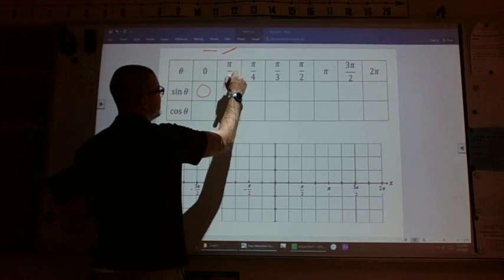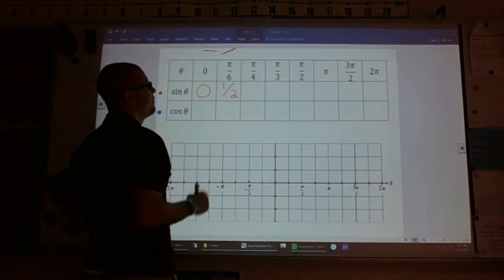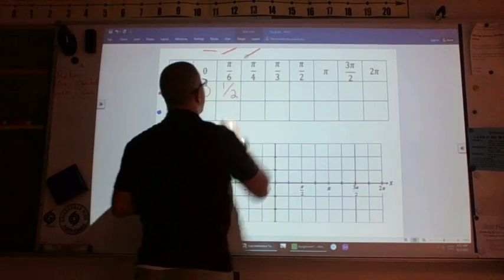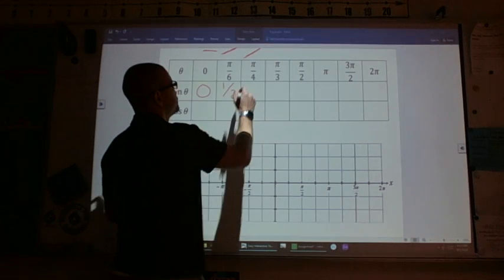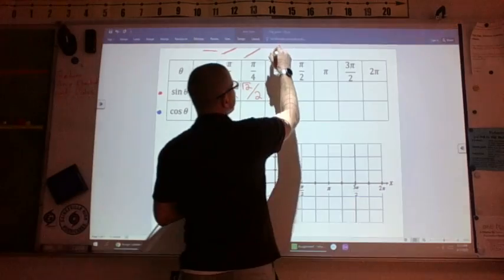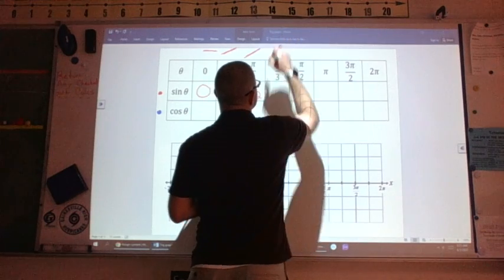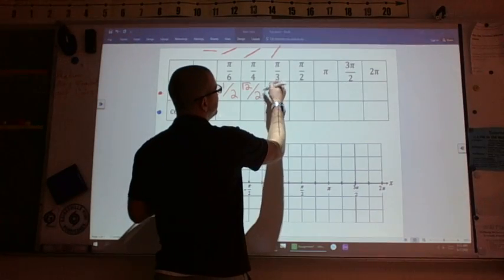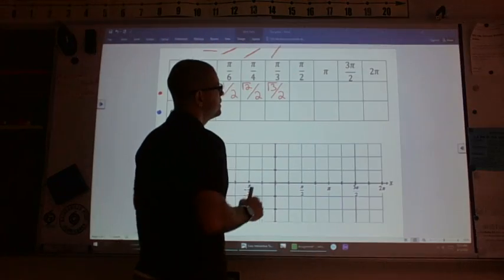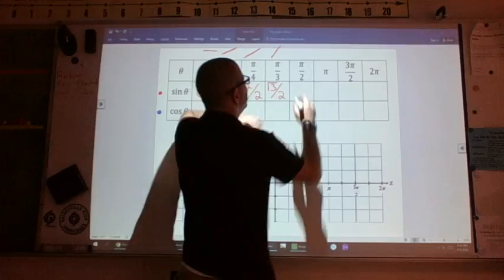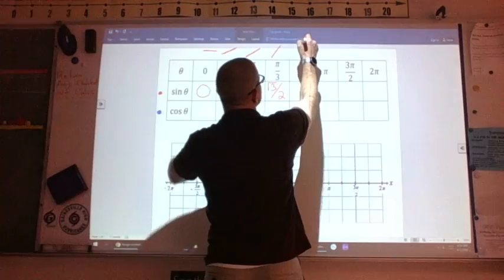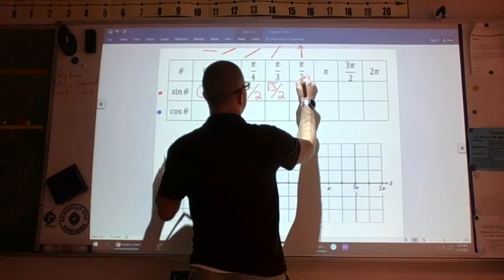It is 1/2. Pi over 4 is our diagonal measure. It is square root of 2 over 2. Pi over 3, 60 degrees, steeper but not quite vertical. This is the square root of 3 over 2. Pi over 2 is 90 degrees, so we're looking straight up. Pi over 2 is 1.